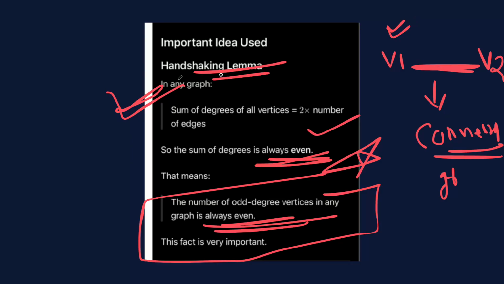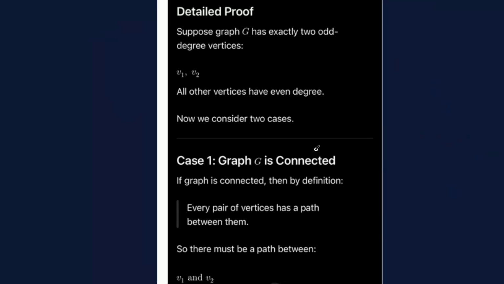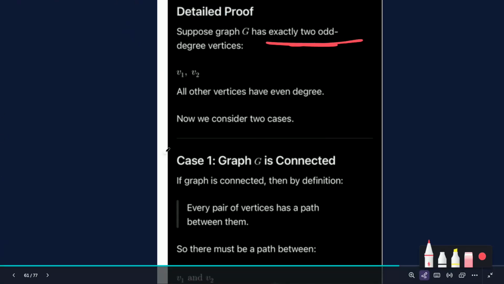For that, first we took the help of our handshaking lemma. We know the sum of degrees of all vertices is 2 times the number of edges, which we have already proved. So from that theorem, if this is the condition, then the number of odd degree vertices in any graph should be even. So let us say that we have a graph G, and suppose we have two odd vertices.